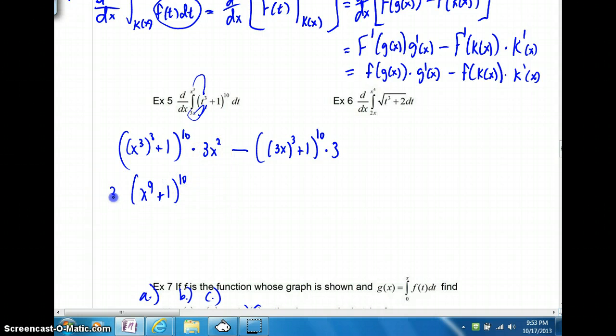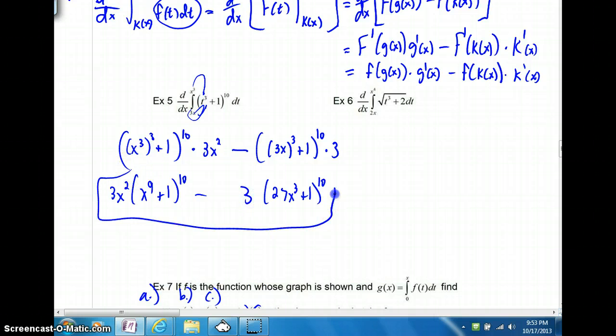I'm going to bring my 3x squared out in front. Let's see, inside here, 3 to the 3rd is 27. So I'm going to get 27 x to the 3rd plus 1. Raise that up to the 10th, and then just bring a 3 out in front. So that's how you do a problem like that. A little bit complicated, but we just need to keep getting some practice on it.